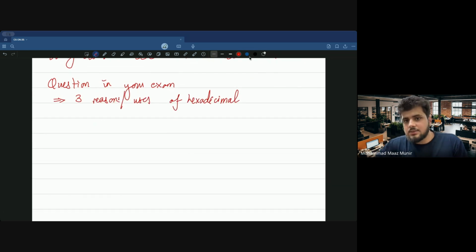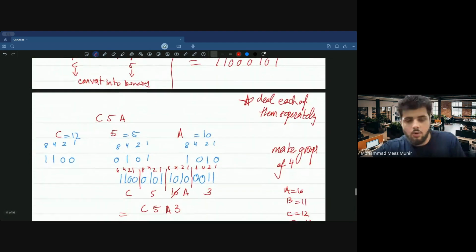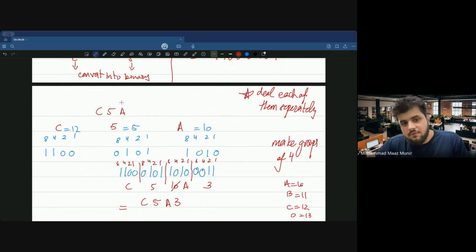The first reason is that, if you remember, yesterday we did this one example, this large number. You see, C5A3. We discussed this one hexadecimal example. Why is it hexadecimal? Because we can clearly see that we also have a C and an A, which indicates that this is a hexadecimal value. But the issue is that when I convert C5A3 into binary, it comes out as such a big number. Just have a look at this.